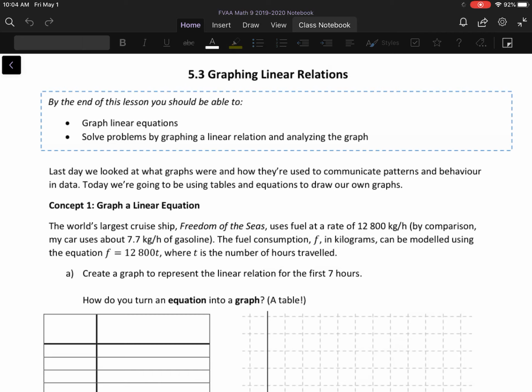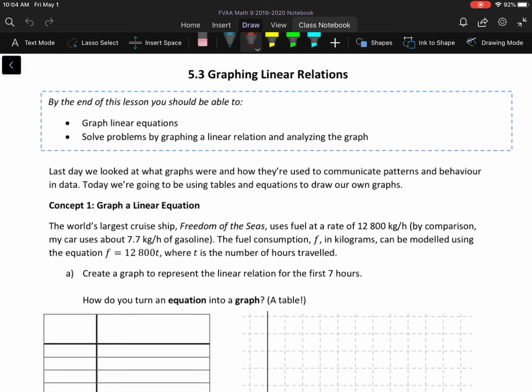Now we're going to figure out how to put these equations onto a graph. For this chapter, for this homework, you're going to need some graph paper to make some proper graphs, and a ruler to make straight lines. All right, so let's get started. By the end of this lesson, you should be able to graph linear equations and also solve problems by graphing a linear relation and analyzing the graph.